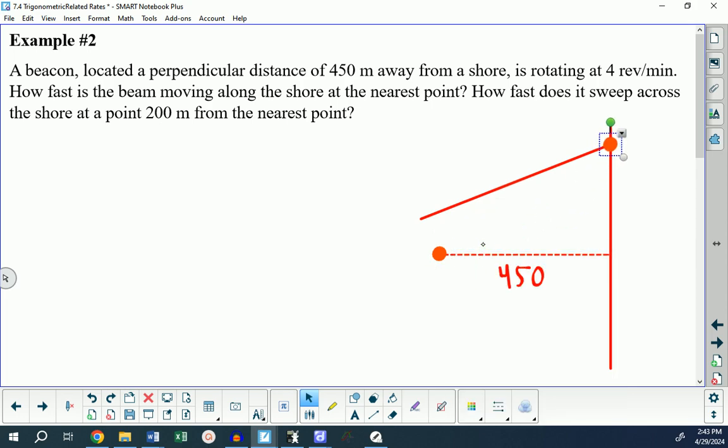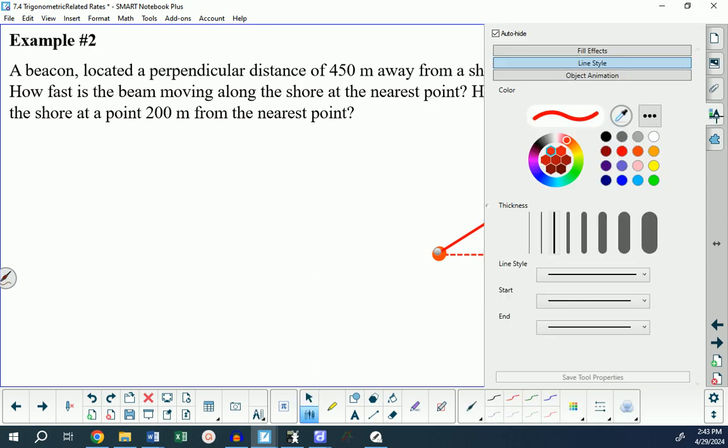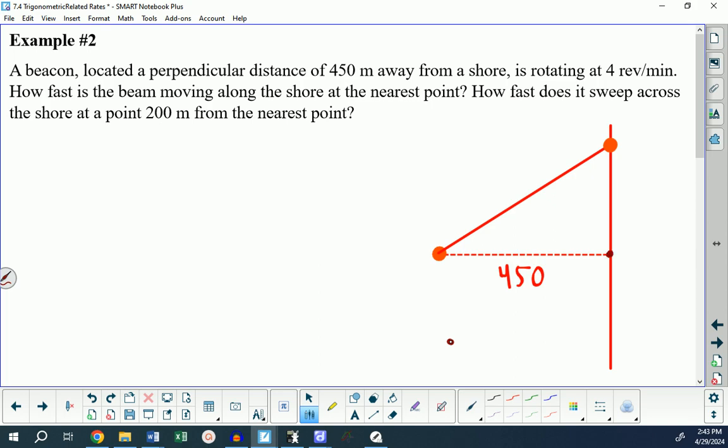From the distance to the spot of light on the shore to this point, that distance is variable. We can call it d. And the reason why I've introduced that variable is, I already know what the question is going to ask. The question is going to ask, how rapidly is that spot of light moving along the shore?